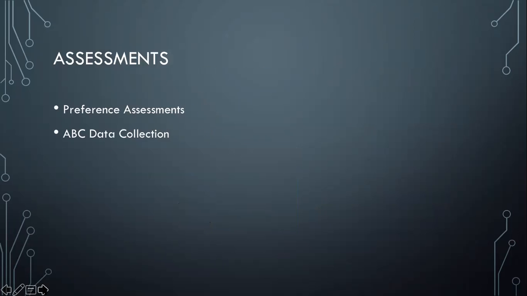Okay, so our next section in the task list is assessments. We're basically only going to talk about 2 because it's all the task list asks for, and that is preference assessments, which I know you guys are super bomb at, and then ABC data collection.